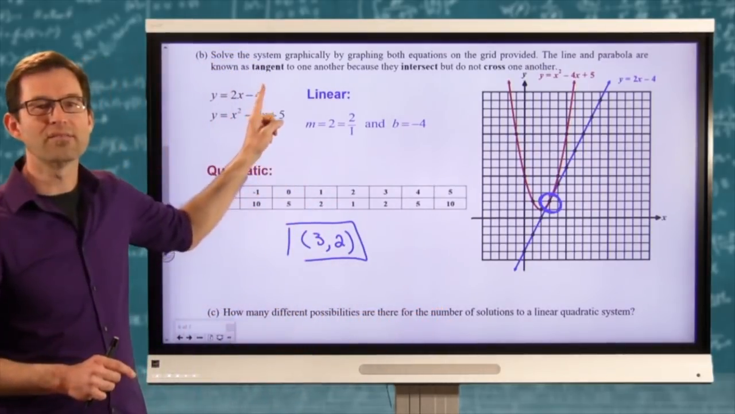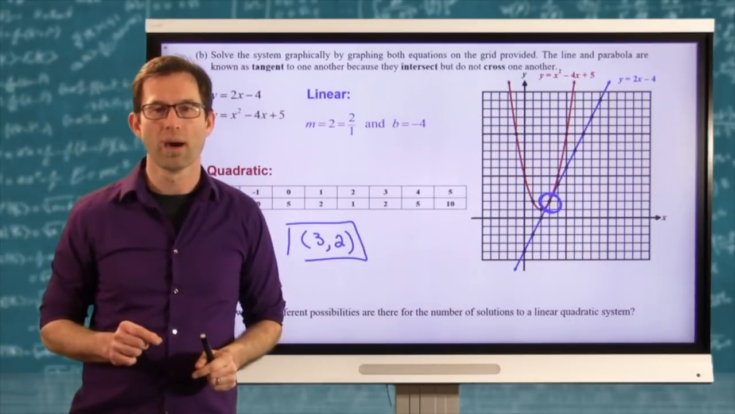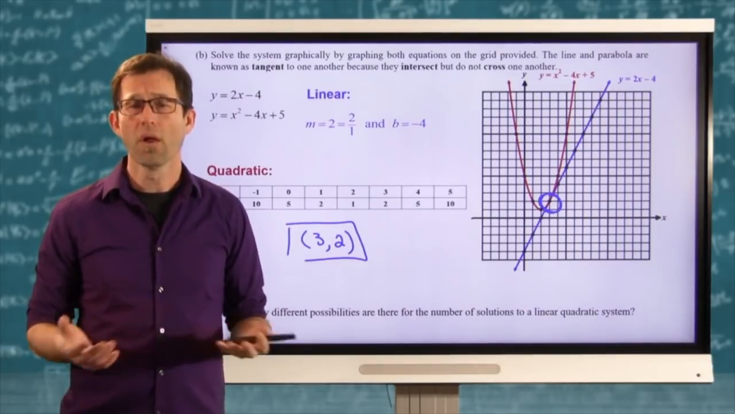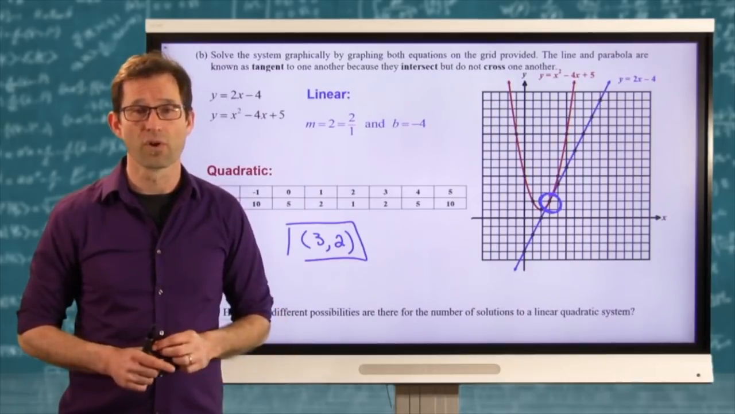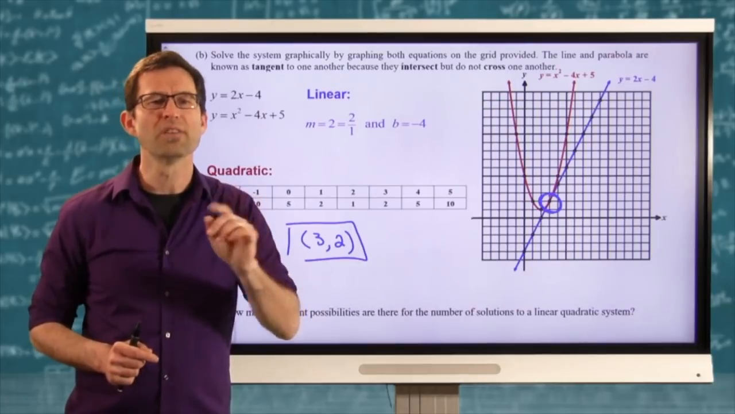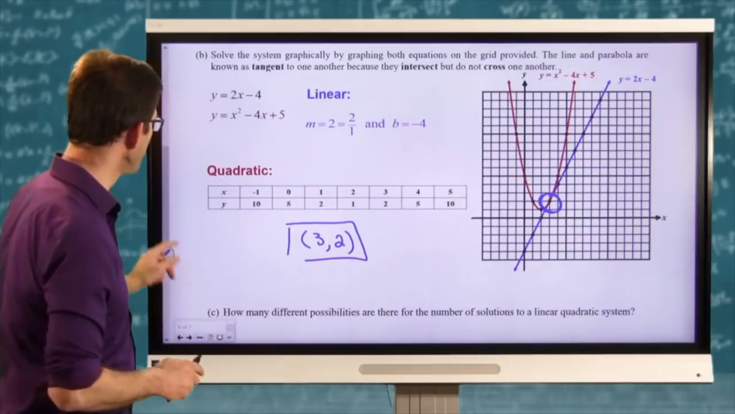That's called being tangent to the curve. And you're going to see that a lot more in Common Core geometry next year, where you look at tangents to circles primarily. You'll also look at tangents to parabolas again. You can look at tangents to all sorts of different curves, but it's when a line just touches a curve but doesn't cross it. And that leads us to the last part of this problem.